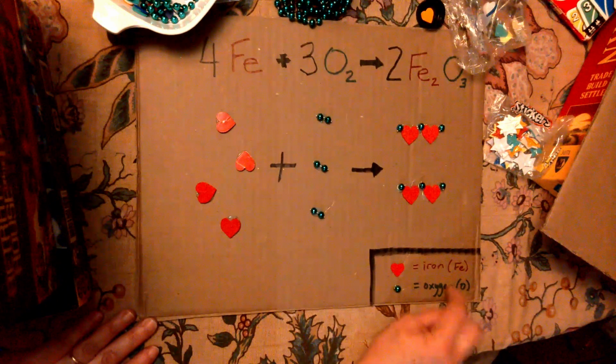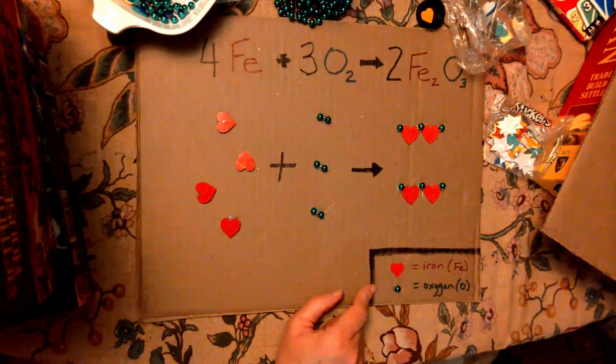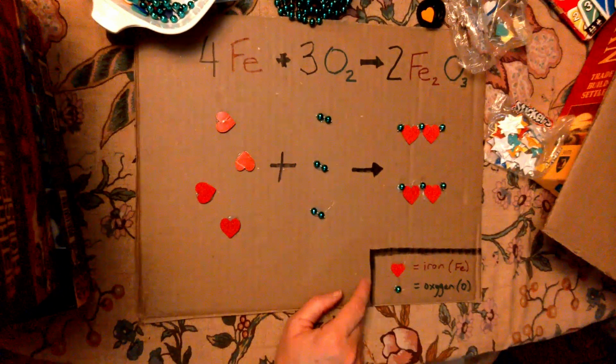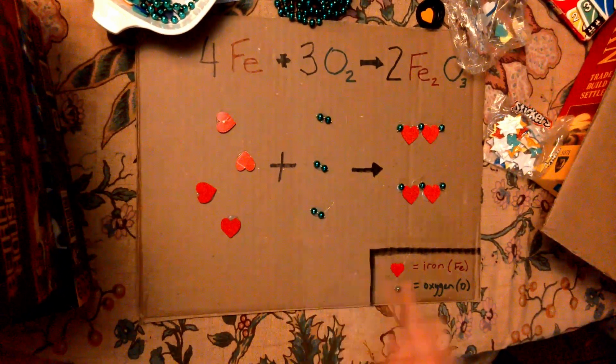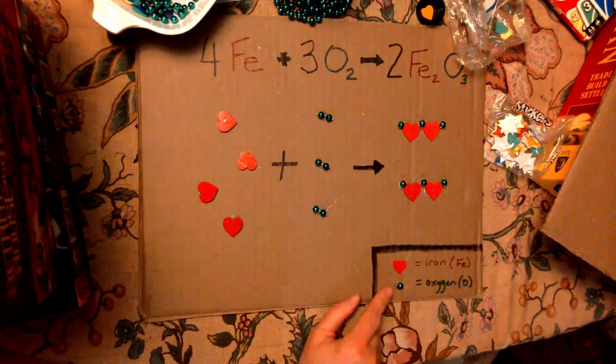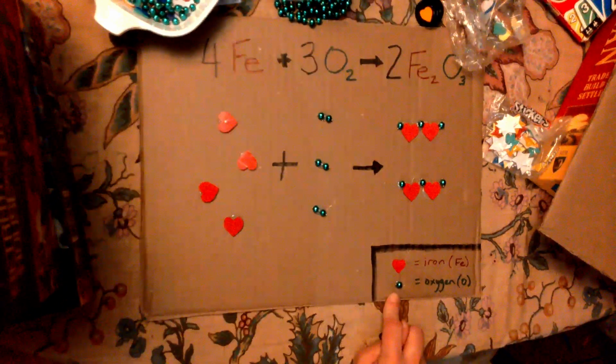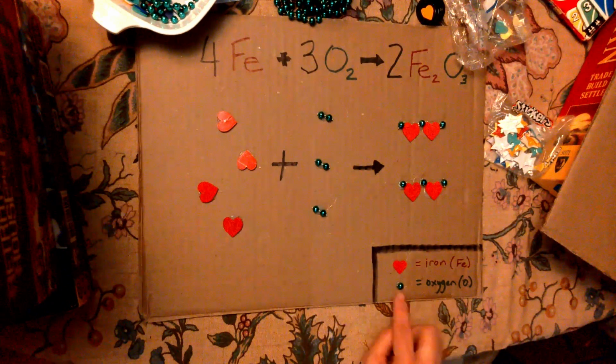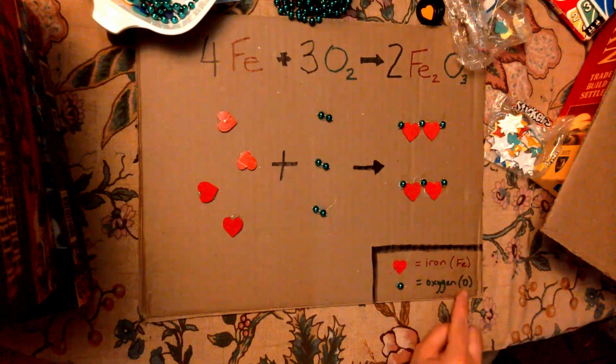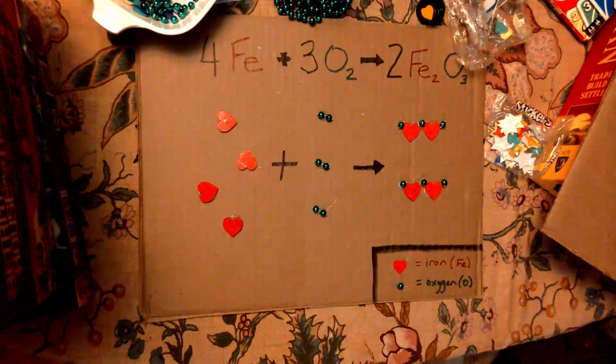I also, down here, have added a key or a legend. This is what's going to tell people what each shape represents. So my hearts are iron atoms, that's Fe, and the green beads are oxygen, which is symbolized by O.